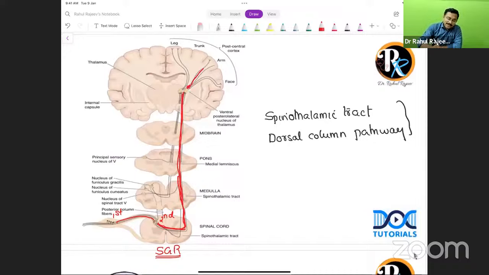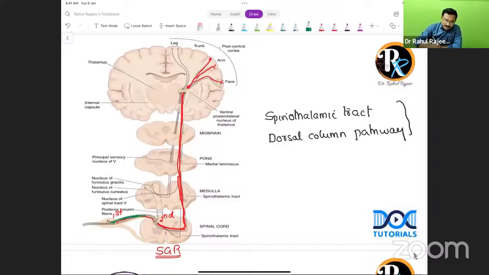From thalamus, you get third order neurons which supply the cortex. This will be precentral gyrus or postcentral gyrus. Sensory cortex is in the precentral gyrus or postcentral gyrus. You tell me. Precentral gyrus or postcentral gyrus. It is in the postcentral gyrus. Okay. Whereas the dorsal column pathway will not cross in the spinal cord.